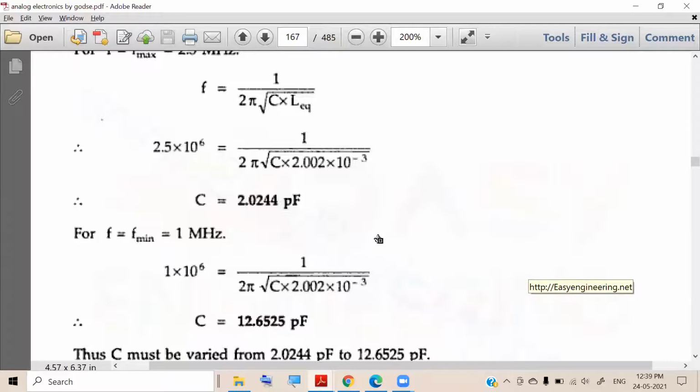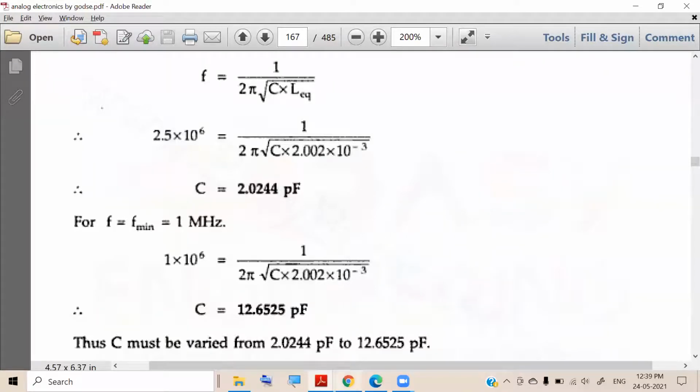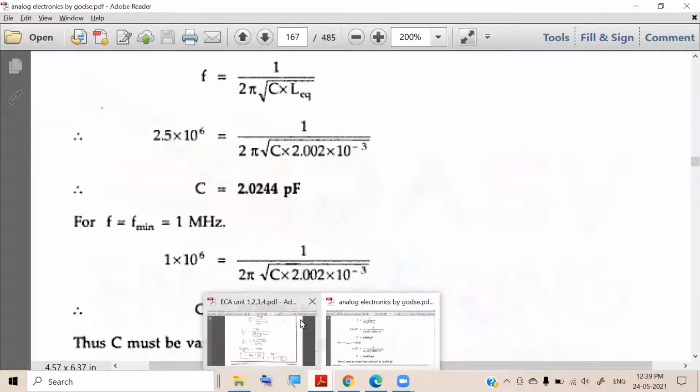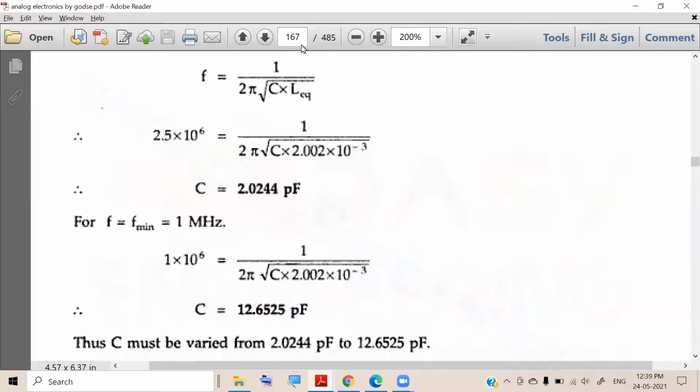Okay, so this one is over. Next we will go for the RC oscillator. Okay, under RC oscillator we have the RC phase shift oscillator. That is what we will be discussing next.